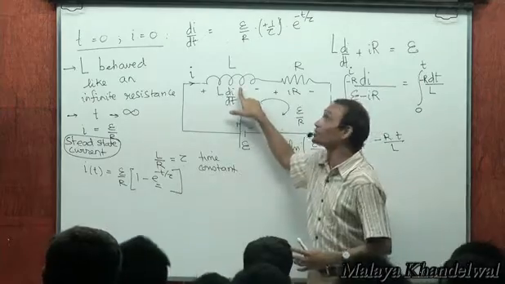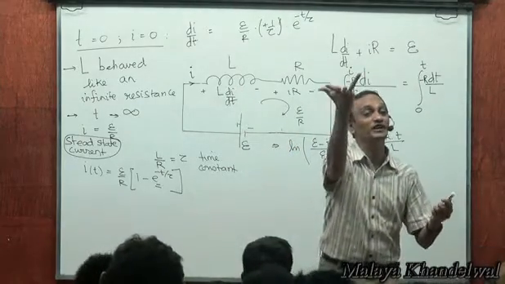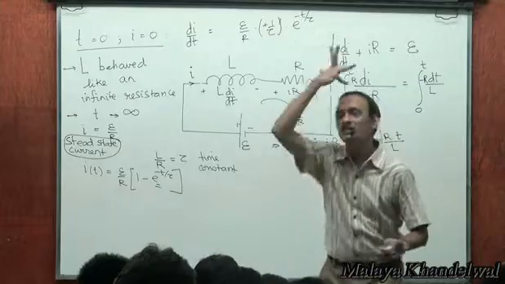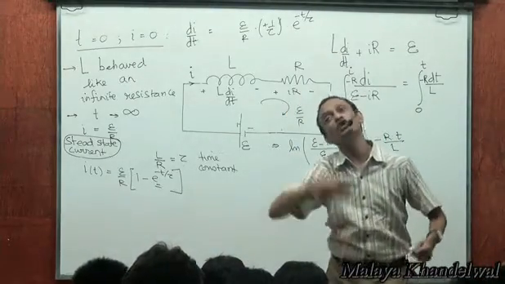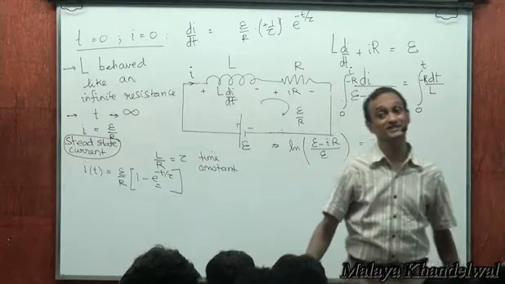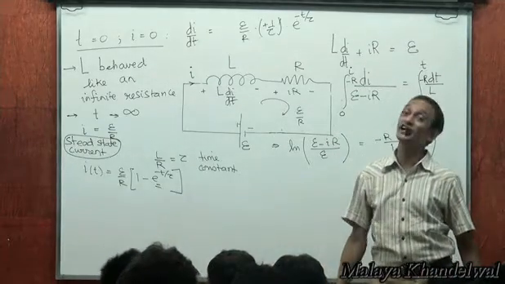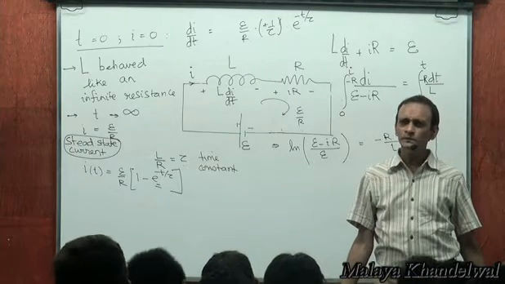That means the inductor element behaved like zero resistance at time t equal to infinity. Under steady state conditions, the inductor element behaves like zero resistance. di/dt will become zero. Got me?